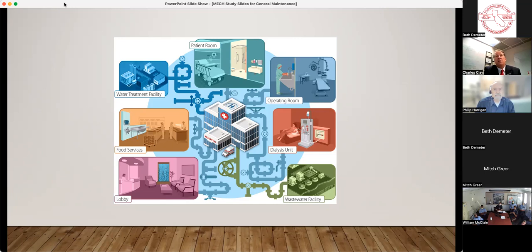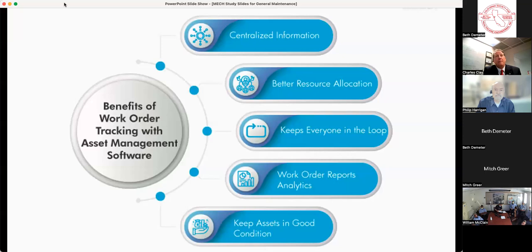When you look at general maintenance, think about how you would have to dress in different attires, the different tools that you would use for these different areas of this one single building. You have a lot of different aspects of your job for general maintenance. Next slide, please.